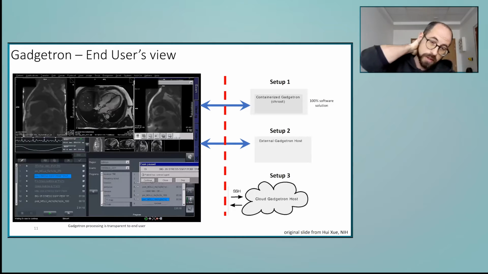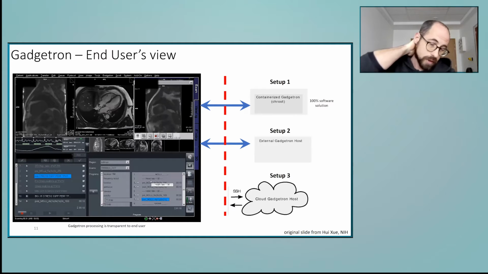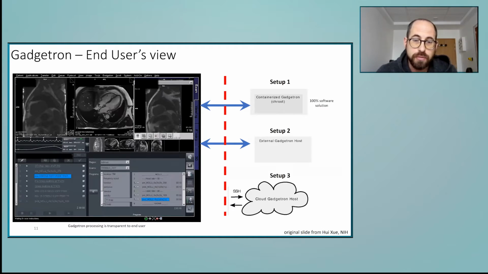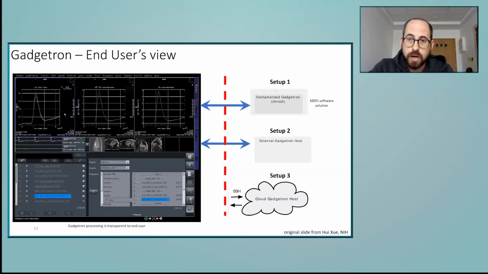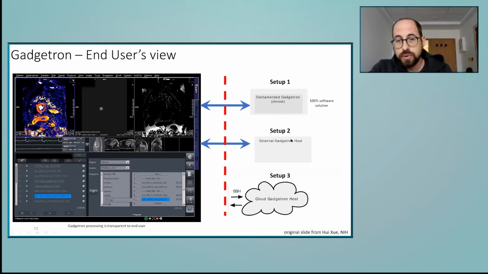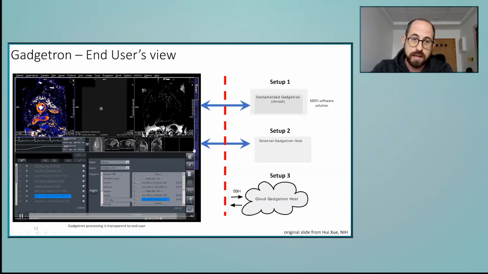So feel free, sorry to interrupt me, if you want any detail during the presentation. This is a slide from Rui Xu, working at the NIH. He's running, for instance, cardiac perfusion, and he was presenting three setups. You can either put the Gadgetron on the MARS, so you have an image of the Gadgetron and you put it on the Siemens system. You can also put the Gadgetron on an external computer, or you can put the Gadgetron on the cloud anywhere in the world, with a network connection that transfers the data automatically.